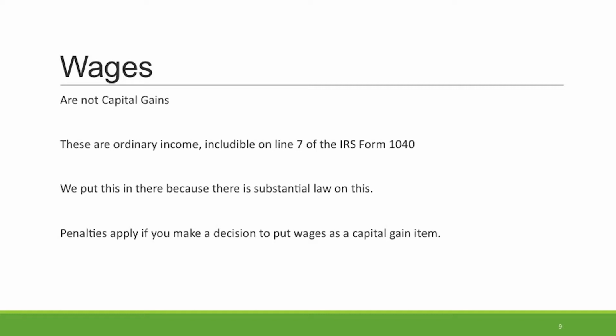Okay, we're moving on. We're on slide number 9, and we're talking about wages. I introduced this at the beginning of this presentation. Wages are not capital gains. They are ordinary income. As we all know, they are included on line 7 of IRS Form 1040. We just put this in there because there is substantial law on whether you can classify something as a wage or as a capital gain. And penalties will apply if you, the tax return preparer, make a decision to put wages as a capital gain item. And most importantly, I made a note on this slide: you're not going to run into as big of a problem between wages and capital gains as you are between W-2 wages and 1099 wages.